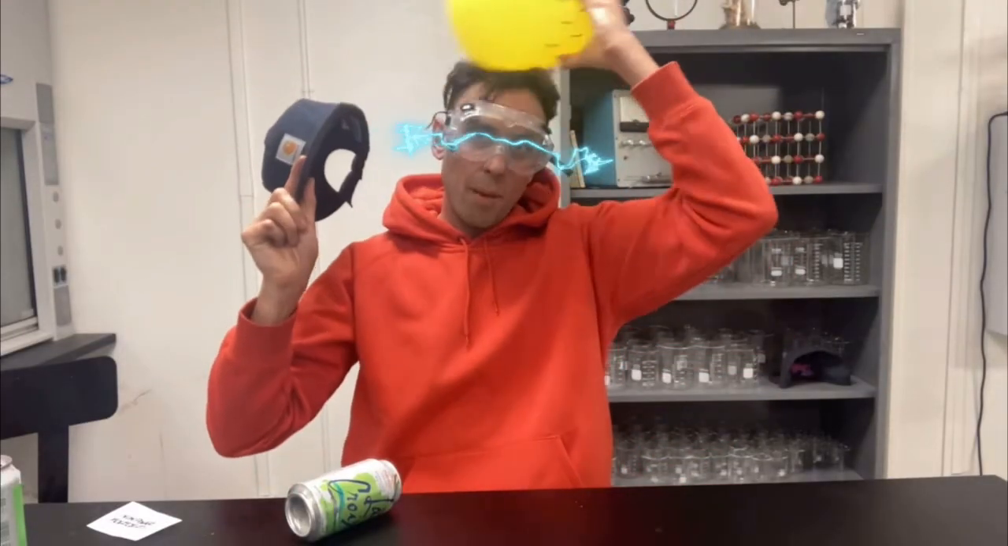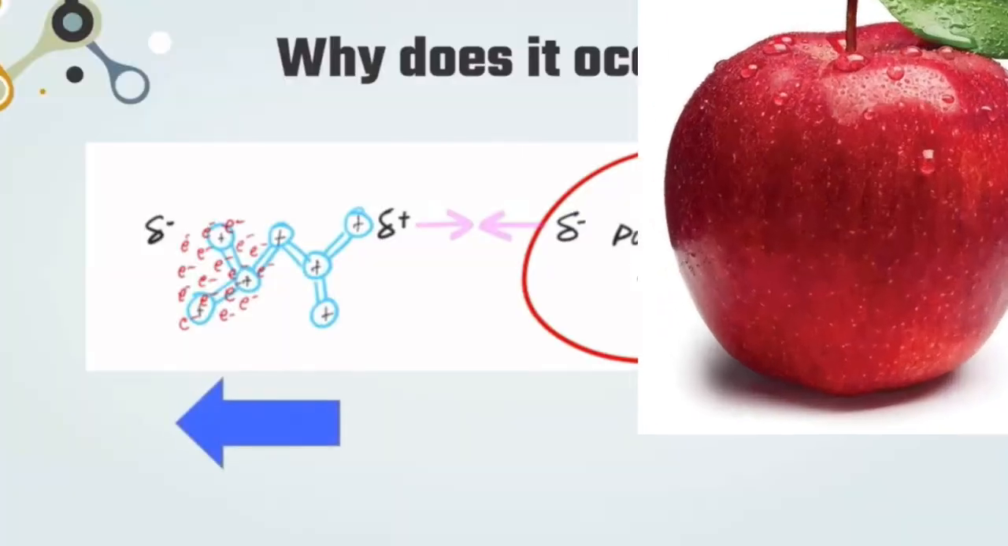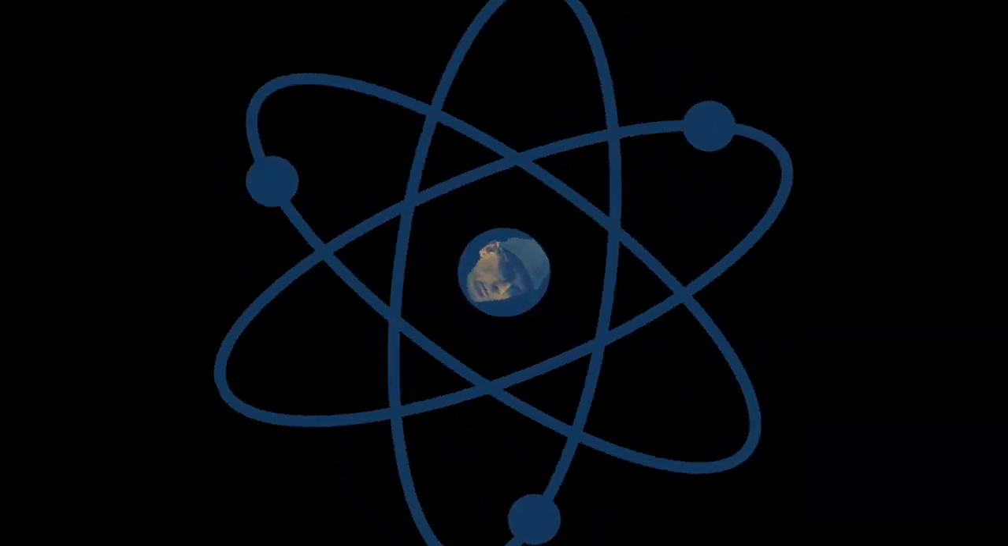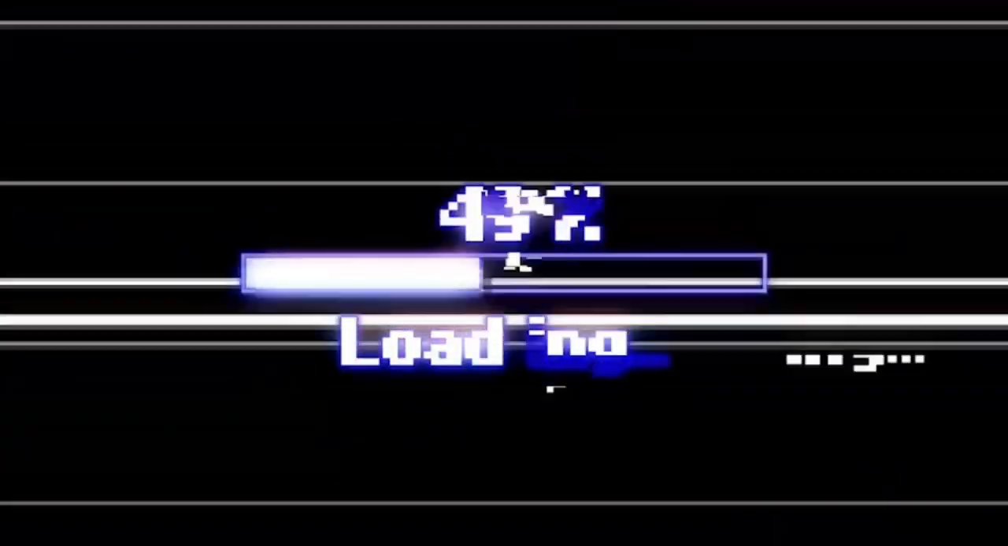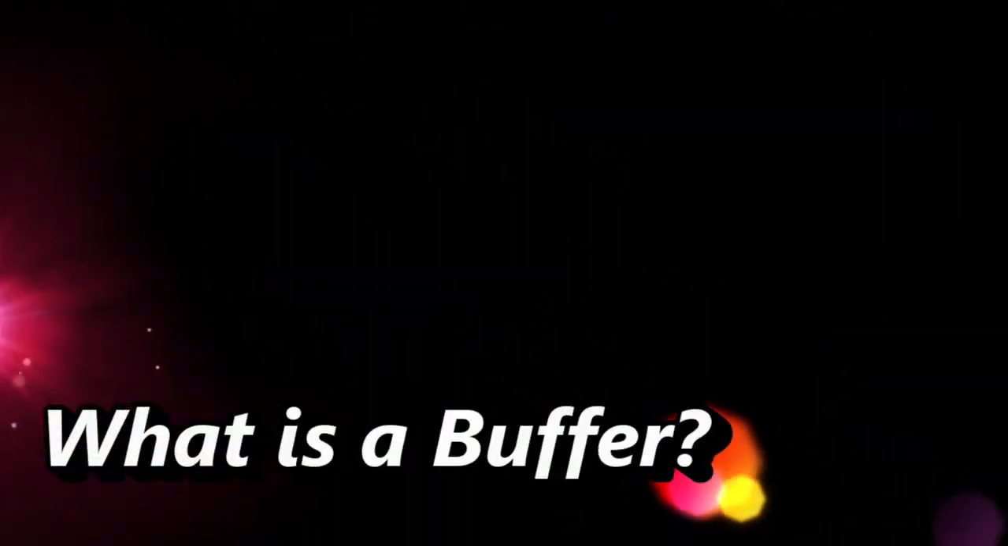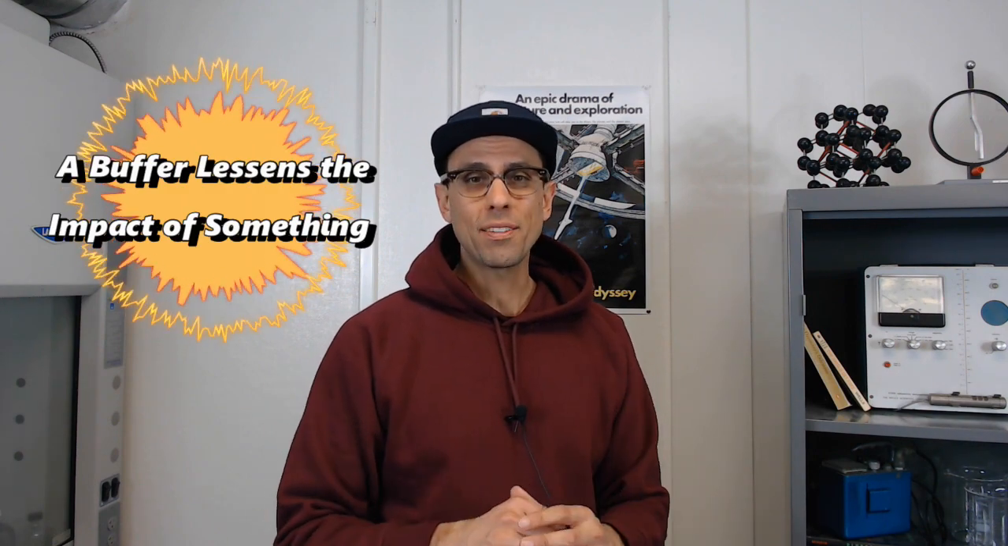Let's go into the lab and take a deep look. Okay, so we want to know what a buffer is, so we look it up in a dictionary. We find that the definition is a person who prevents two antagonistic people from harming each other. As a verb, it means to lessen the impact of something.